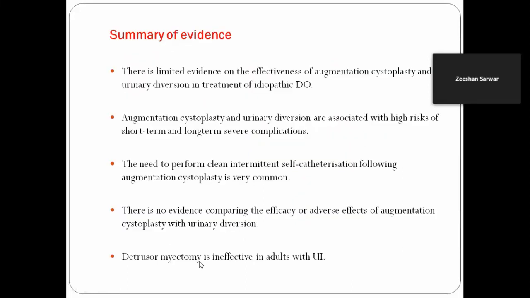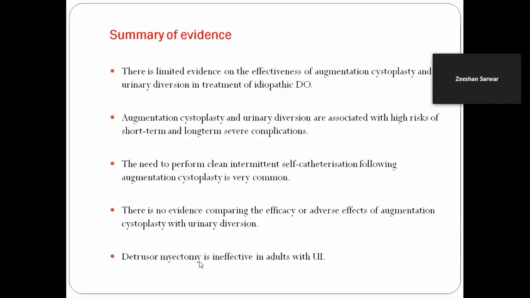This is the summary of the evidence. There is limited evidence on the effectiveness of augmentation cystoplasty and urinary diversion in the treatment of idiopathic detrusor overactivity. Augmentation cystoplasty and urinary diversions are associated with a high risk of short-term and long-term severe complications. The need to perform clean intermittent self-catheterization following augmentation cystoplasty is very common. There is no evidence comparing the efficacy or adverse effects of augmentation cystoplasty with urinary diversion.